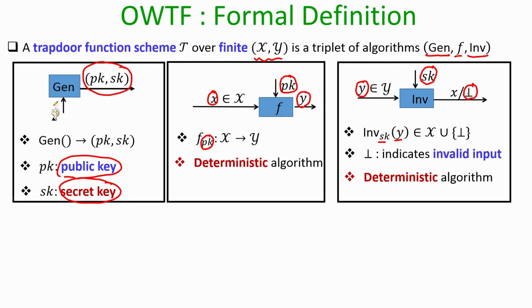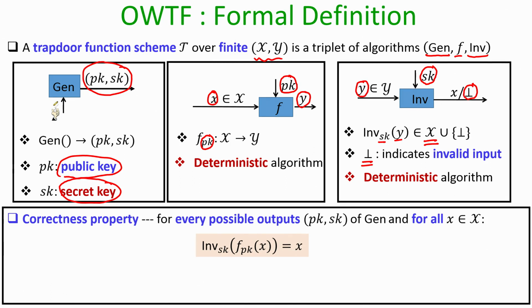So, if the output of this inverse function is not bot, then it is going to be an element from the domain of the function little f, namely it is going to be an element of the fancy X, whereas if the output is bot, then it indicates an invalid input, and we will soon see what exactly we mean by an invalid input with respect to the underlying context. And this inverse function is always going to be a deterministic algorithm. That means, if you invoke this inverse function with the same little y and the same secret key sk, then you are going to obtain the same output again and again.